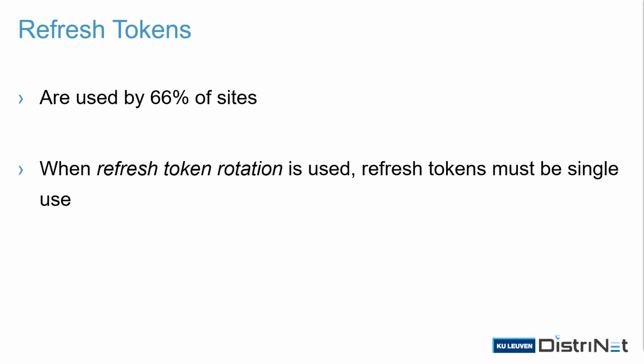Refresh tokens can be used in 66% of the sites. Because they are an attractive target for attackers, they must of course be well protected. And the OAuth specification actually has specific requirements for them. For example, refresh tokens can be reused only if they are sender constrained. However, this requires a cryptographic key. And as I mentioned before, only one implementation that we tested supported this.